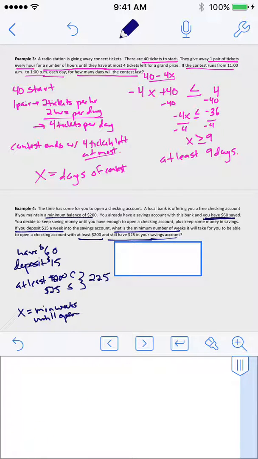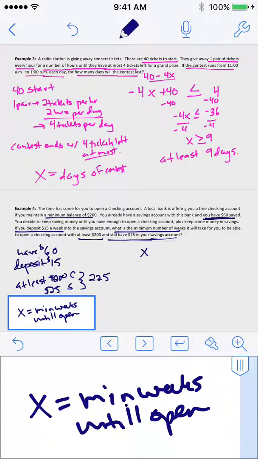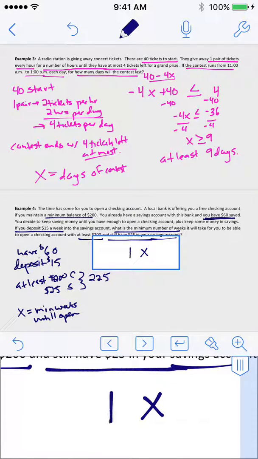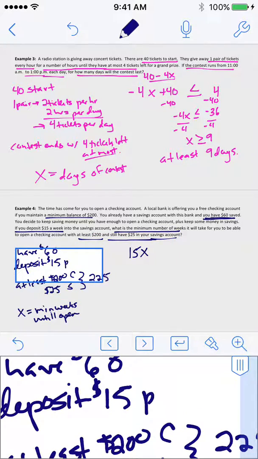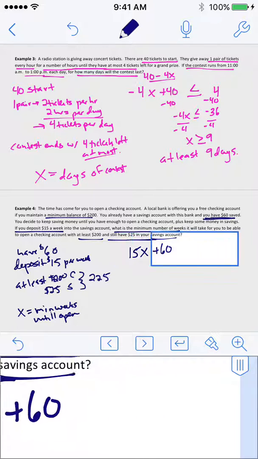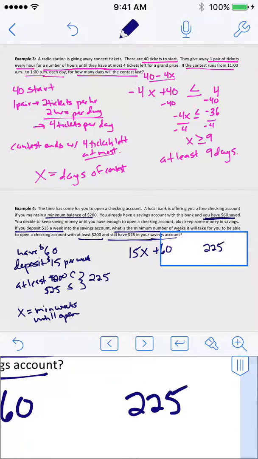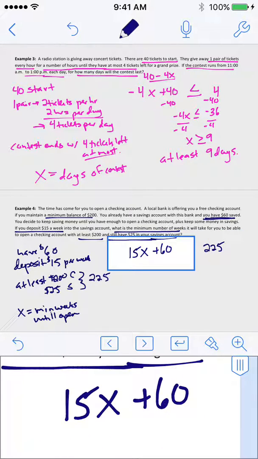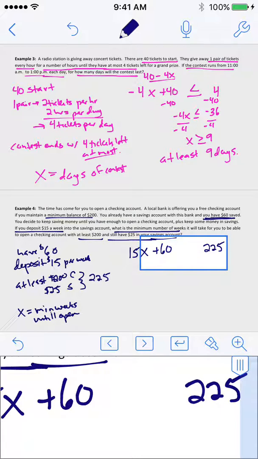When we do that, this becomes a very simple problem. I have x number of weeks times $15 a week. I guess I should have written per week here, right? Because it's not just 15 per week. Plus the 60 we already have saved. And we're going to compare that to the 225 we need. Right? There you go. See, it's almost virtually the same problem we've been doing all day long. The only question is, what do we stick in between?